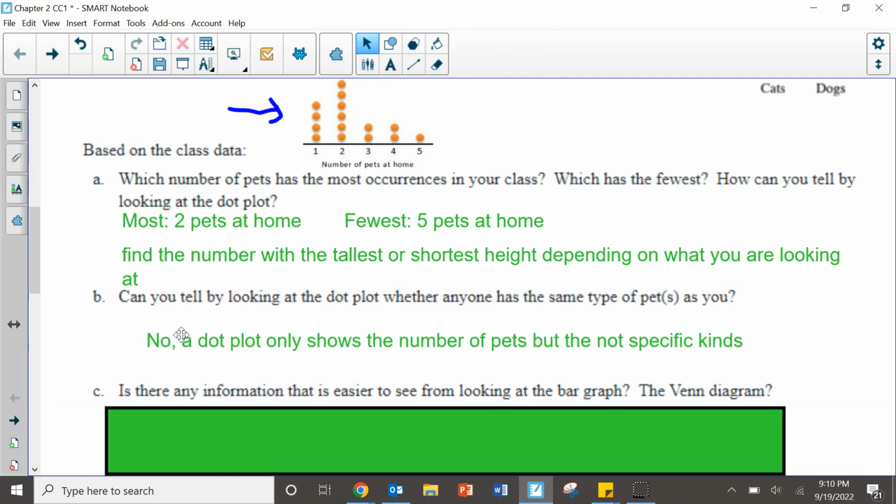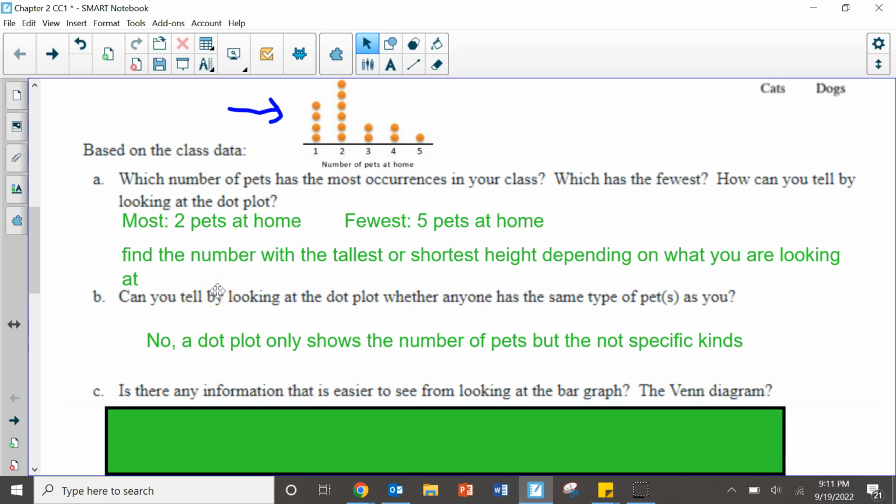So if I look at, okay, how many people have 1 pet at home? I can see that there's 4 people, but I don't know if those are dogs, cats, birds, turtles, rabbits, fish, whatever they have, okay? But I just know that 4 people in my class have 1 pet at home.